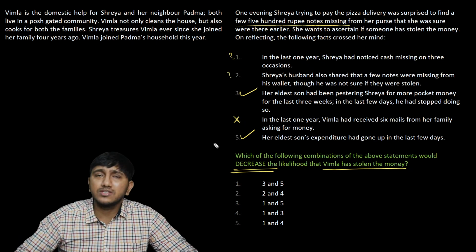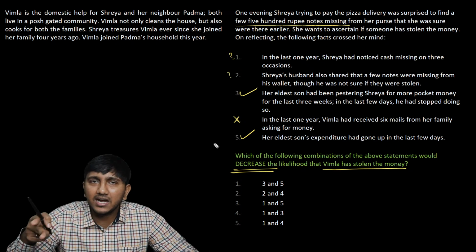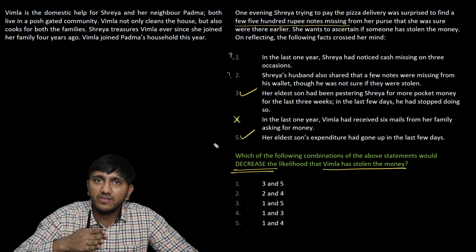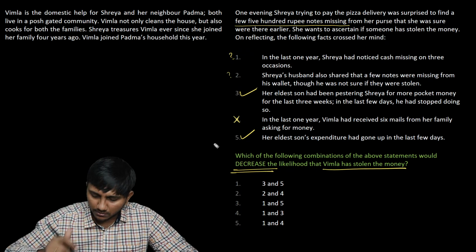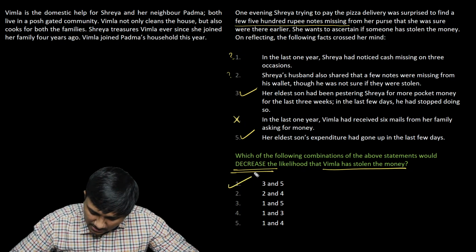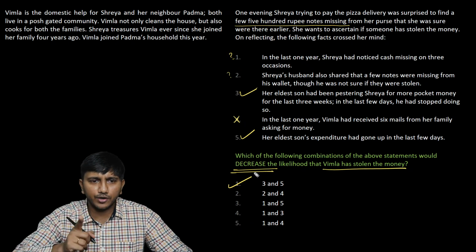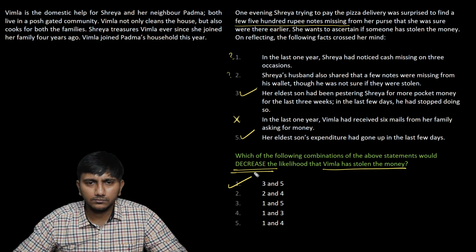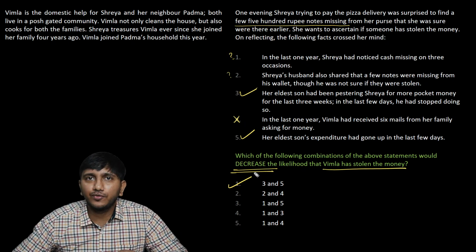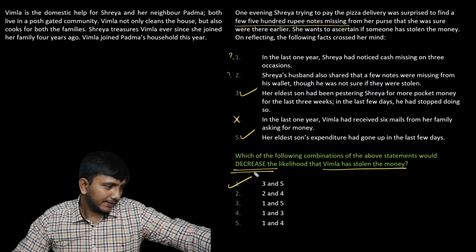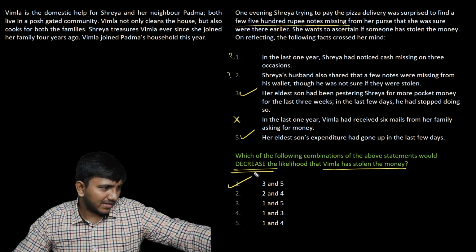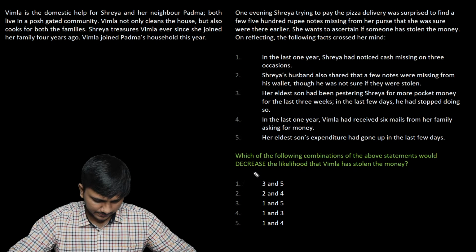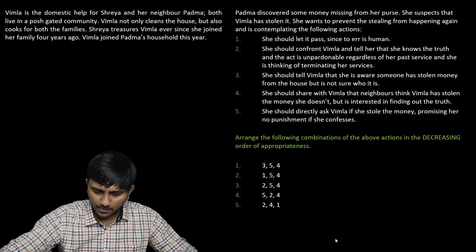So 3 and 5, because they are pointing to an alternate cause of trouble and not Vimala being the only possible cause of trouble. So 3 and 5, our best answer is option 1 for this question. Type 1 if you're clear with why we are going with option 1 for this question. Perfect. Let's move to the last question for today's quiz. The last question is up in the quiz. It's also up on the screen here.